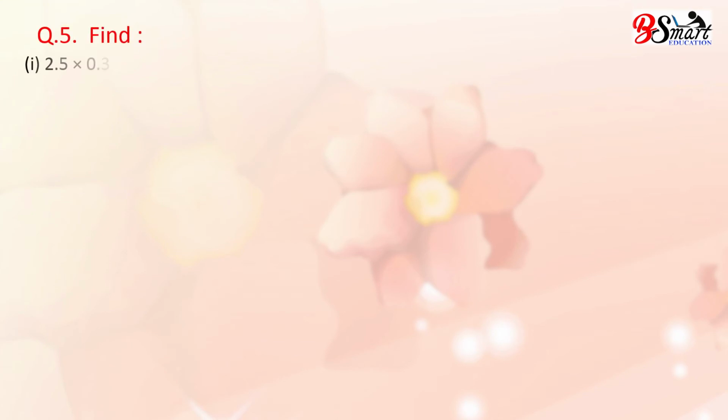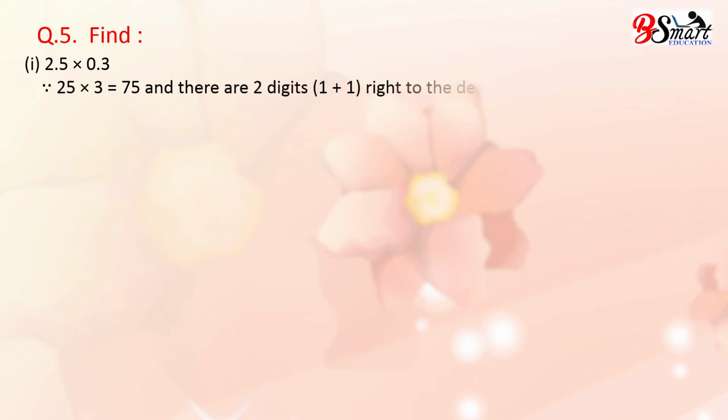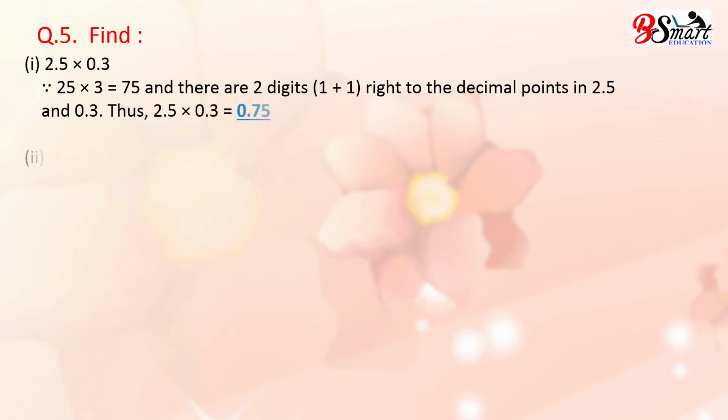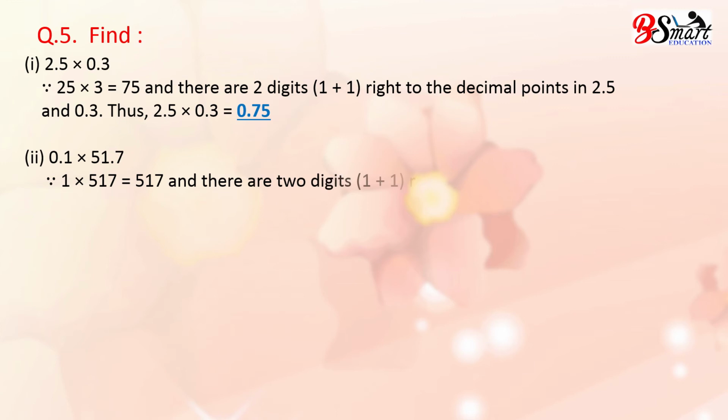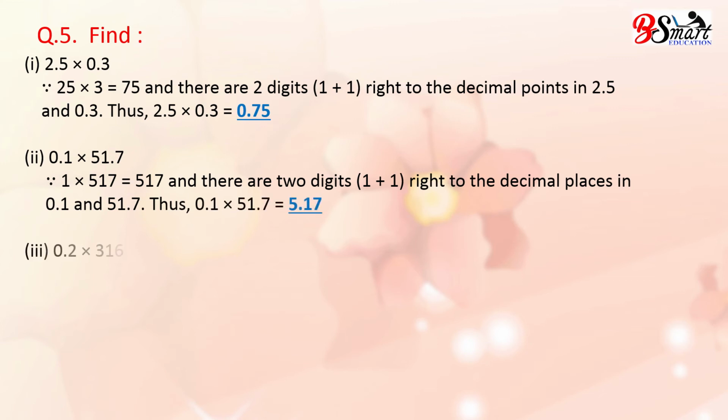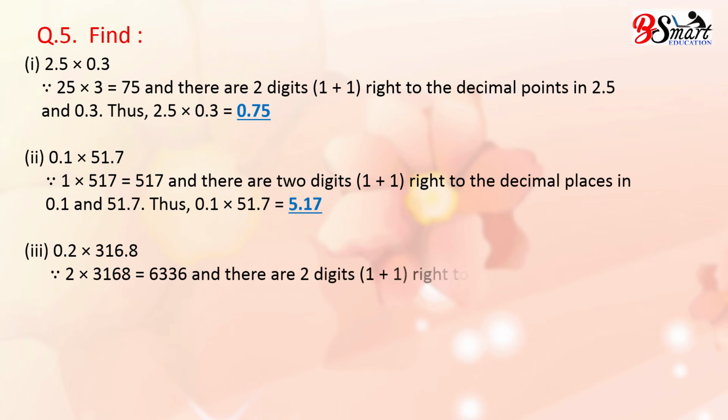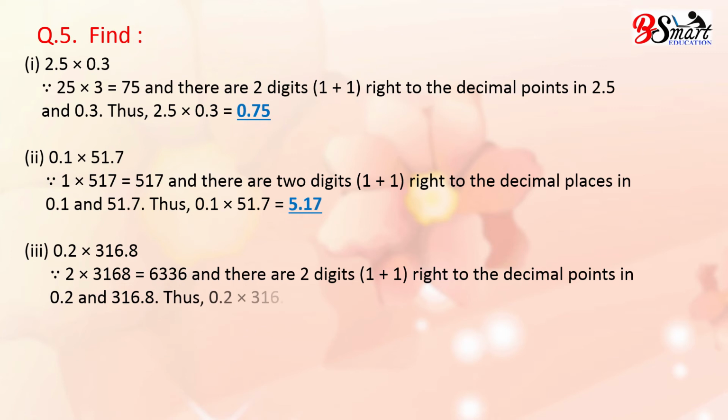Question number 5. Find. First, 2.5 into 0.3. Since 25 into 3 equal to 75. And there are two digits, 1 plus 1, right to the decimal points in 2.5 and 0.3. Thus, 2.5 into 0.3, that is 0.75. Try the other sums by yourself. Solve them using the place value of numbers.